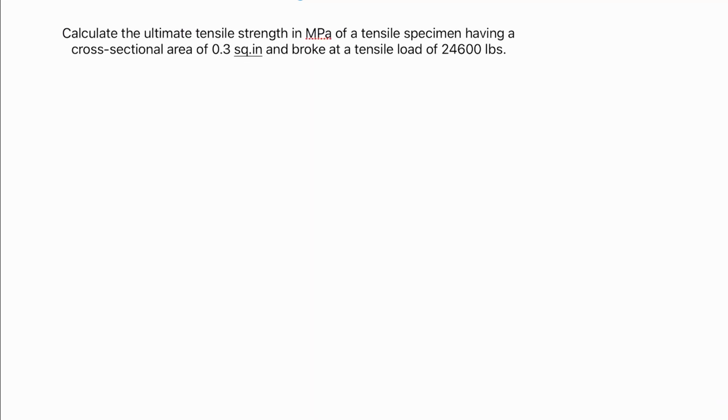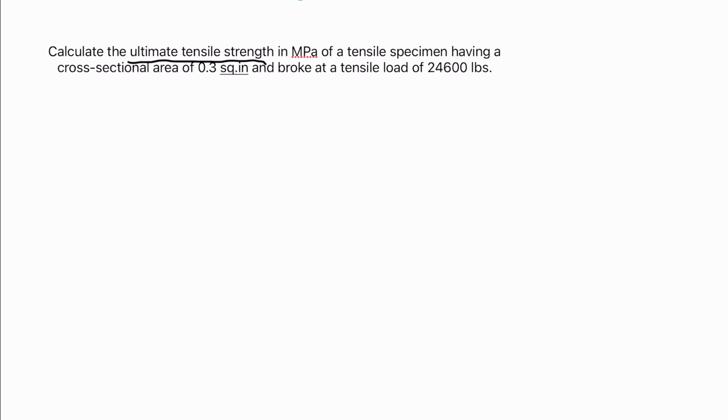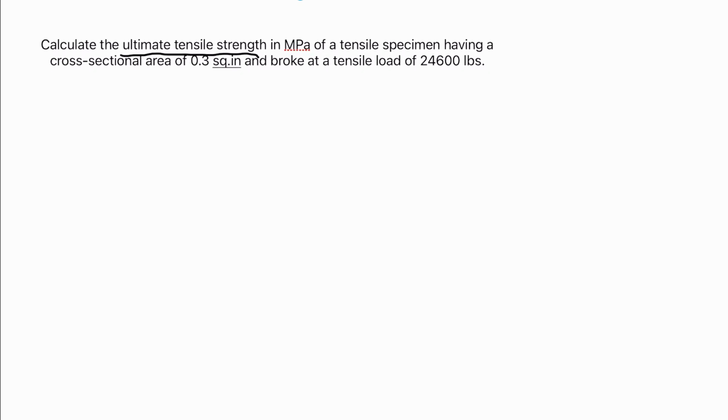So for the calculation of ultimate tensile strength, we have an example here. Calculate the ultimate tensile strength in megapascal of a tensile specimen having a cross-sectional area of 0.3 square inch and broke at a tensile load of 24,600 pounds.